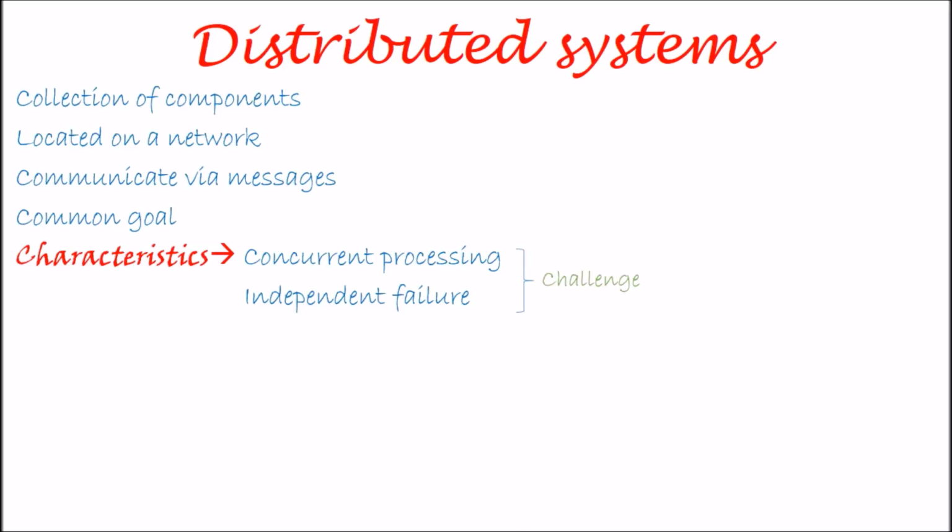But these characteristics are also challenges. Why? Because if we talk about concurrent processing, then there must be a use of a global clock, because these components are distributed globally across different time zones. So there should be a global clock for global ordering of events from various processes in the system.